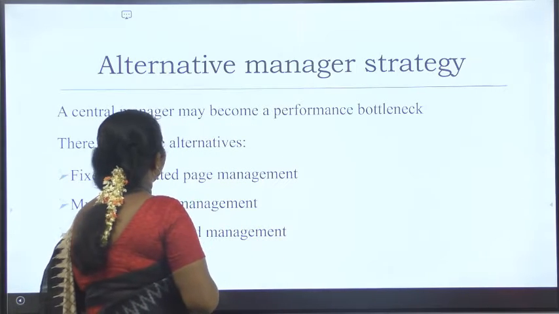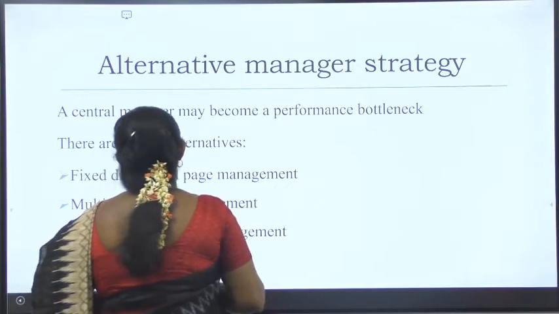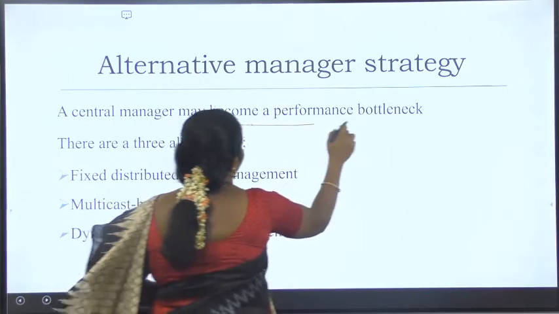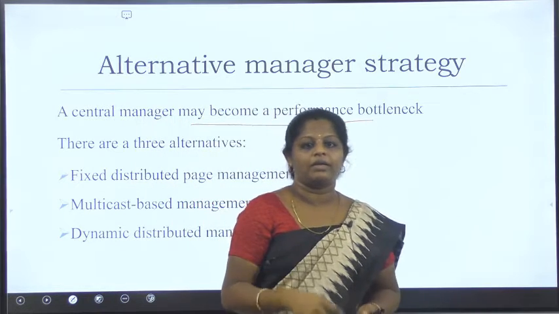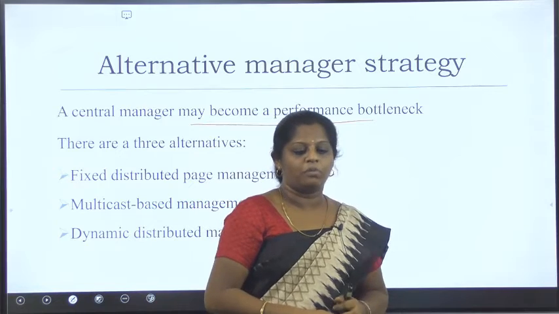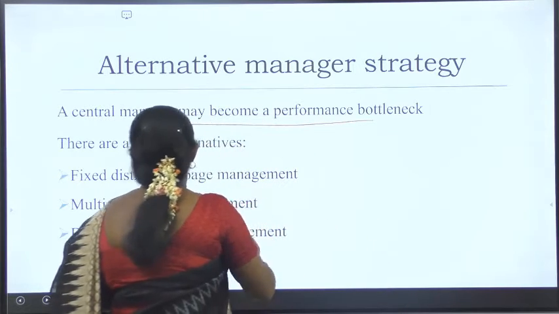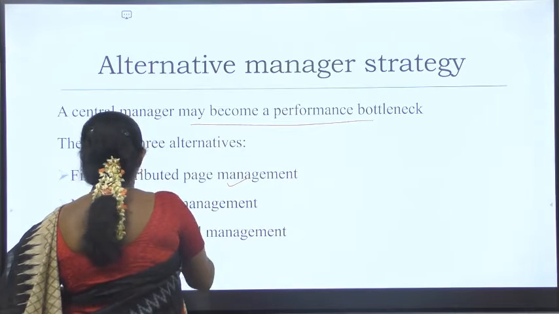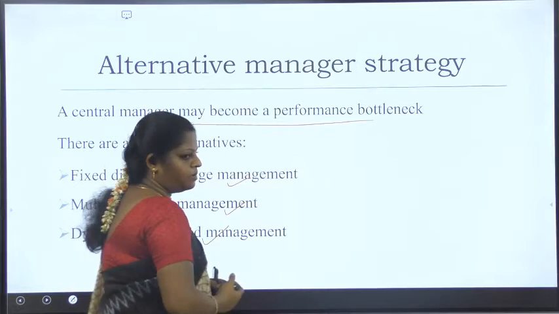Next, we have an alternative manager strategy. The central manager may become a performance bottleneck. Why? Because one manager takes care of all those things, so sometimes it becomes a performance bottleneck. So we have three alternatives for that. The first one is fixed distributed page management. The next one is multicast-based page management, and the next one is dynamic distributed management.